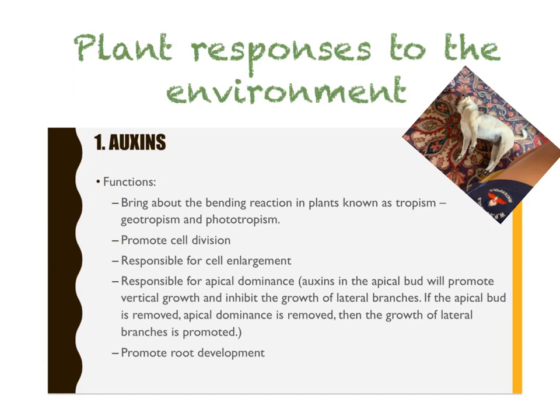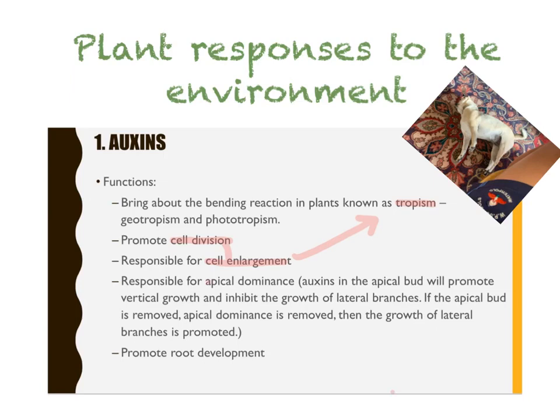So the big functions of auxins are the tropisms, the bending reactions that occur in plants, and we'll focus a fair amount on that today. It also promotes cell division, so it makes cells grow and divide quicker, and is responsible for cell enlargement. Those two are tied together because they link quite nicely to our tropisms, because a plant can't bend without cells dividing and growing or getting bigger. So those three go quite nicely together.